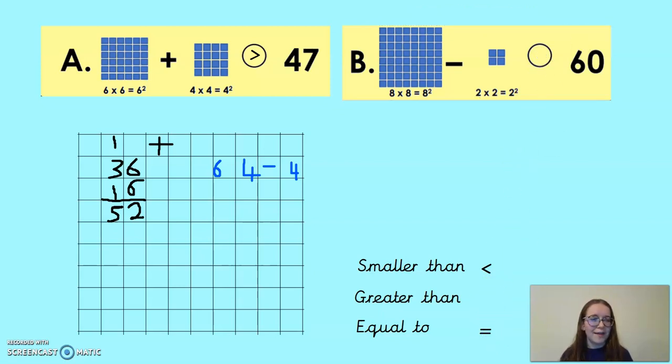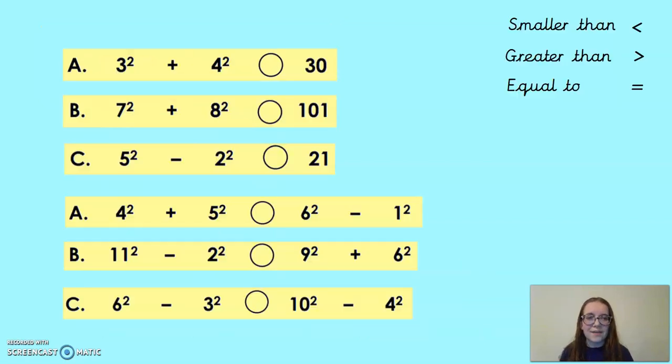Oh dear, it's trying to hide. Let's draw that in instead. There we go. It's equal to 60 because 8 squared is 64 and 2 squared is 4. 64 take away 4 is 60. Nice and easy. So what we're going to do now is I'm going to flip to the next one.